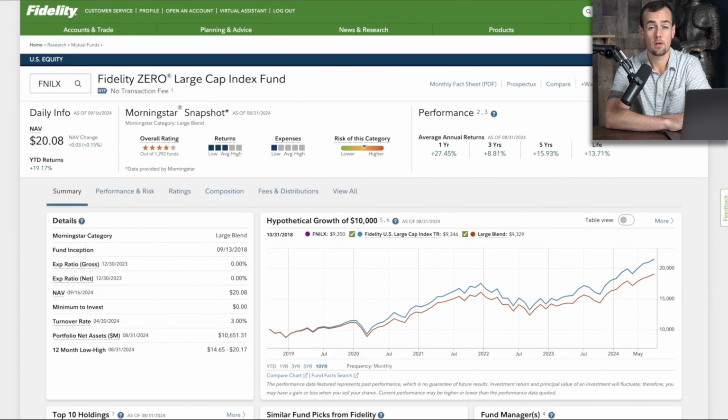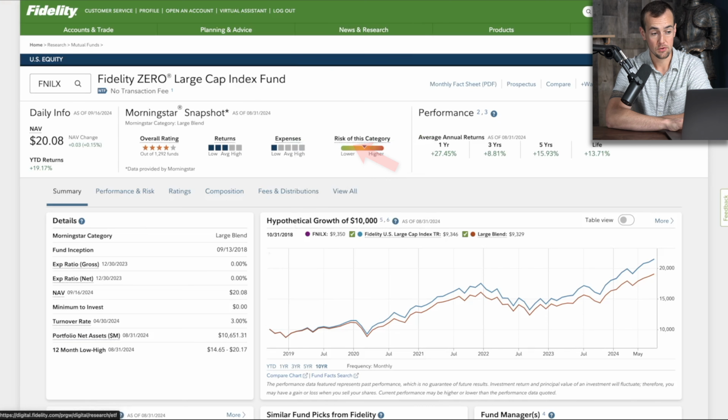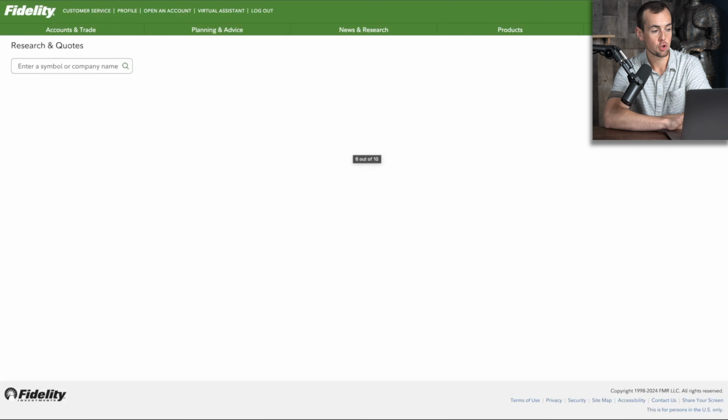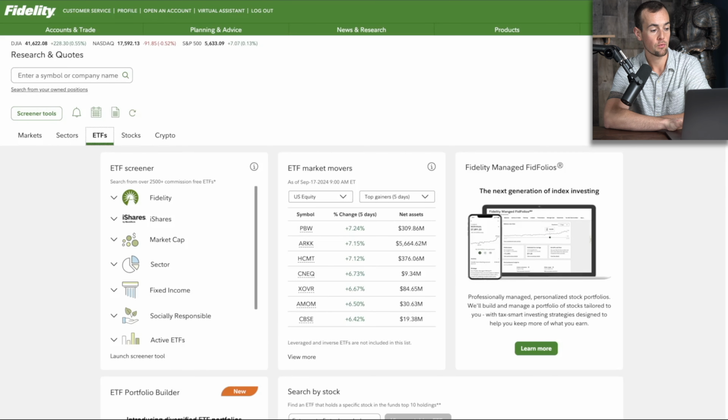But let's say instead of looking for a mutual fund, you're looking for an ETF or exchange traded fund. You would go up here to the news and research tab, and then you could use the ETF screener and do the same thing that I just showed you here, but instead of looking at mutual funds, this would allow you to screen over 2,500 plus ETFs, and you can look through all of these different providers.